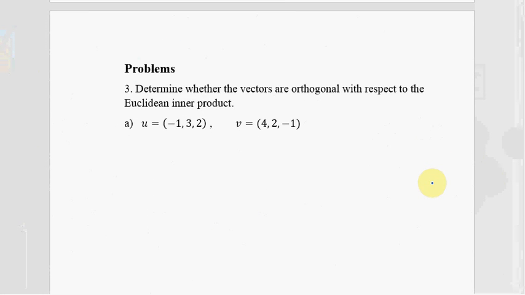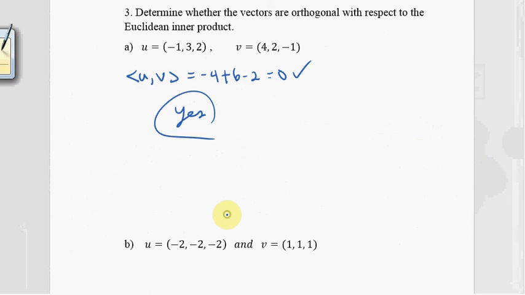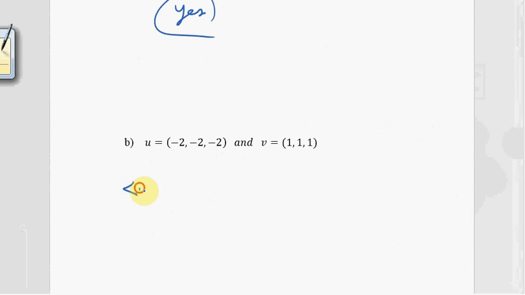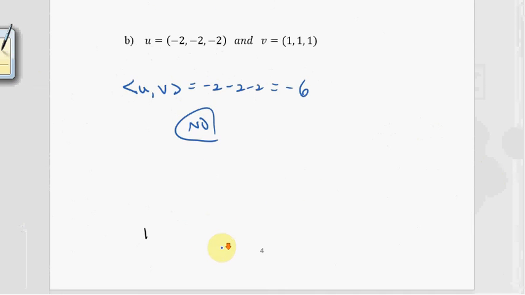Determine whether the vectors are orthogonal with respect to the Euclidean inner product. Just take the inner product. If the inner product is 0, then these vectors are orthogonal, and we're done. So negative 4 plus 6 minus 2 equals 0, so yes. Inner product of U and V, negative 2 minus 2 minus 2, negative 6, so no.